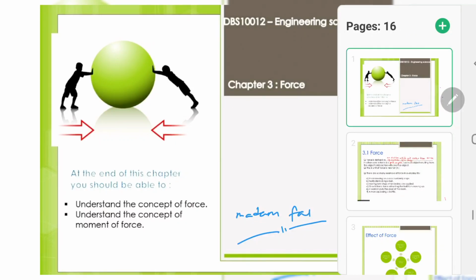For today's lesson, you will learn a new chapter, chapter 3, force. And at the end of this chapter, you should be able to understand the concept of force and understand the concept of moment of a force.